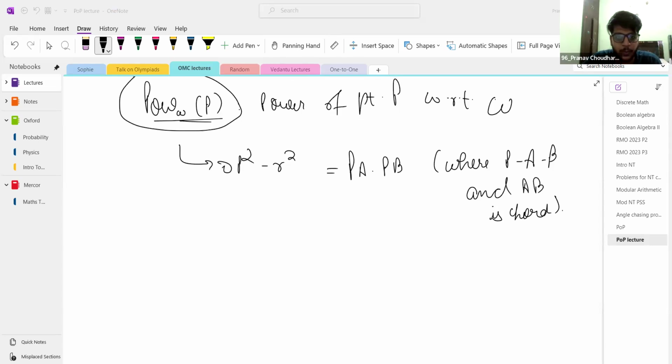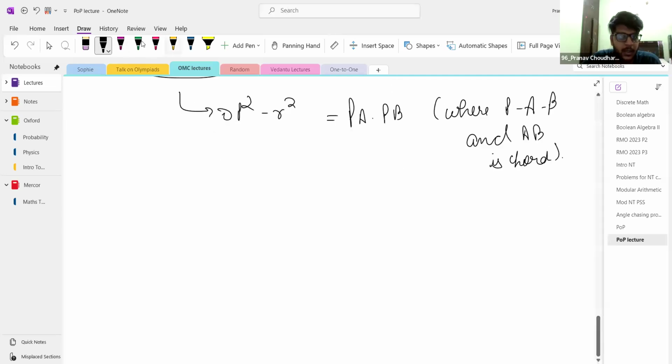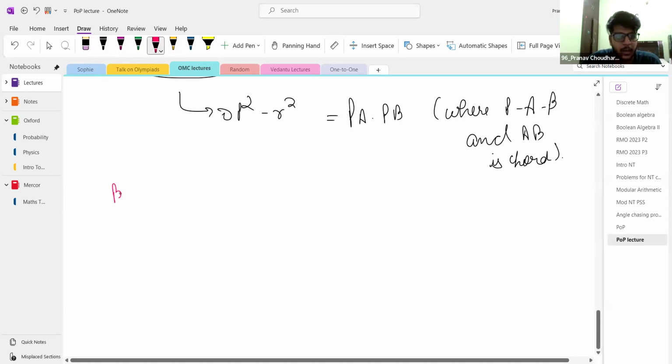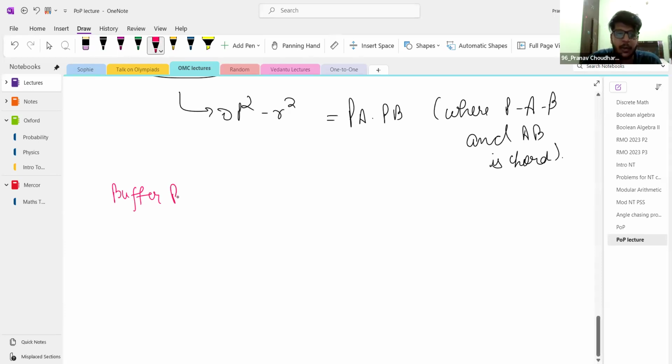For those of you who know power of a point, try this problem. Wait, where is the problem? Buffer problem. For those of you who don't, I don't suggest trying this problem because it's a hard problem. I mean, hard if you don't know power of a point, obviously.